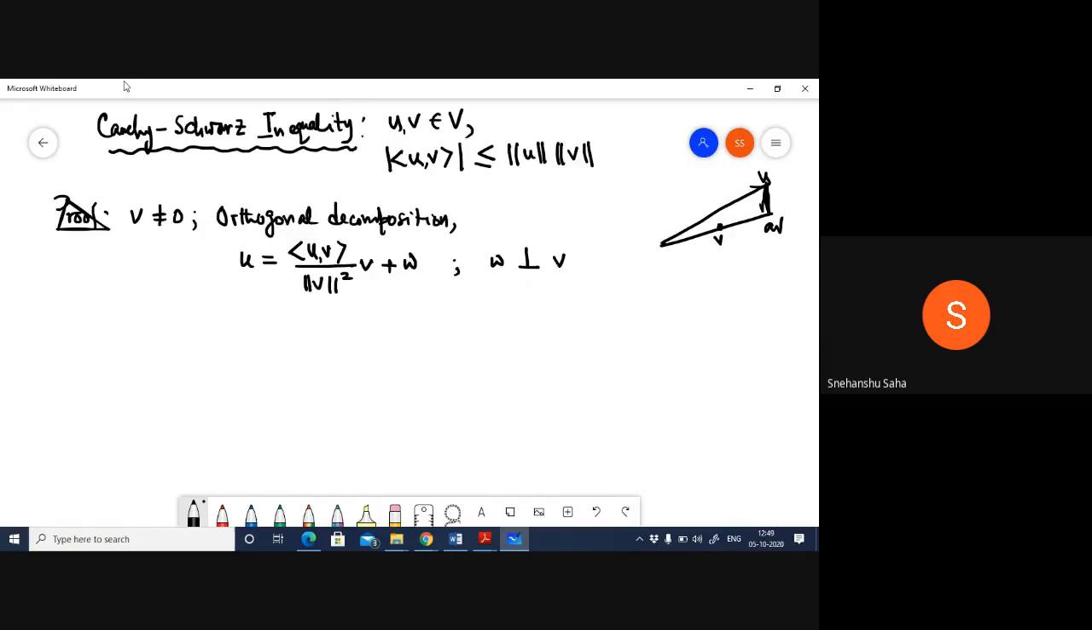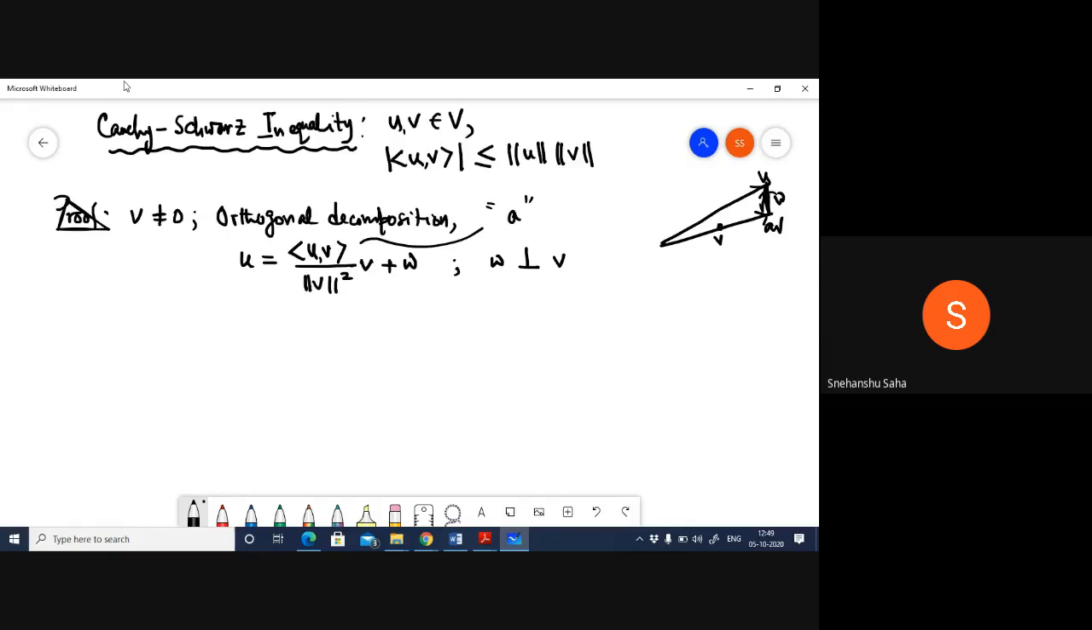And this is w. And so u is equal to av plus w, and we know that this is a, as we found out from the last slide.